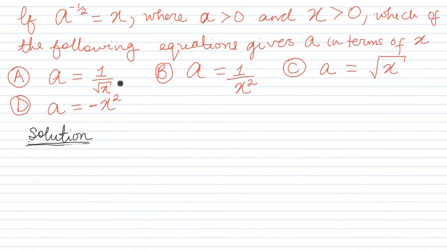So in this particular question, we have: if a raised to the power of -1/2 equals x, where a is greater than 0 and x is greater than 0. Whenever a question tells you upfront that a is greater than 0 and x is greater than 0, as much as that information could seem like too much detail, that's to tell you that it is very, very important. Because when you start solving, and when you want to put your final answer, you have to take that into account.